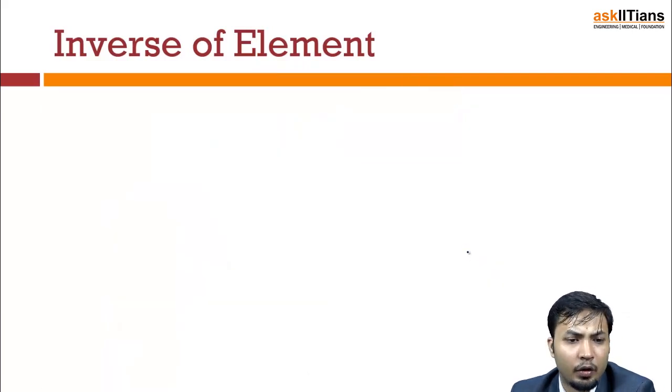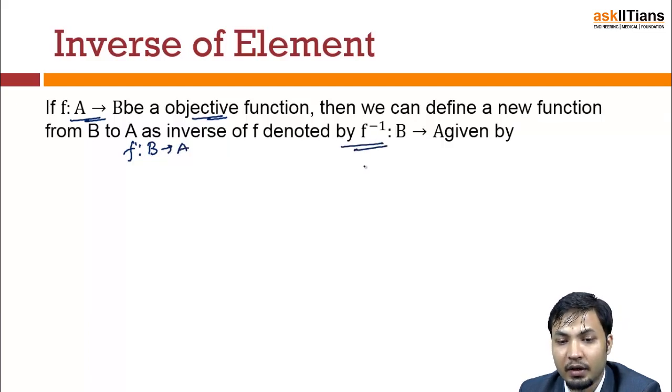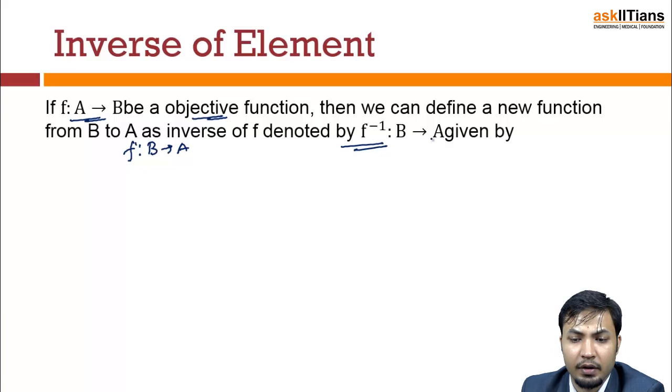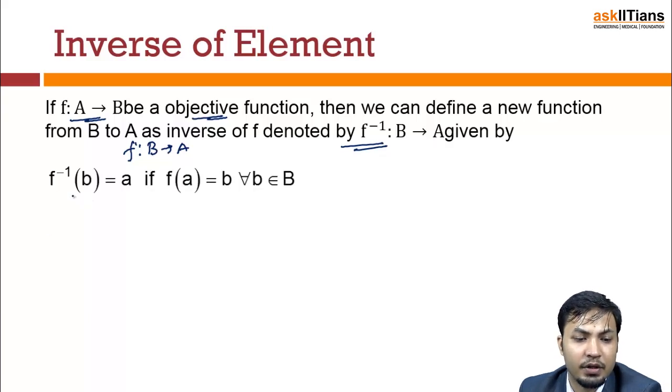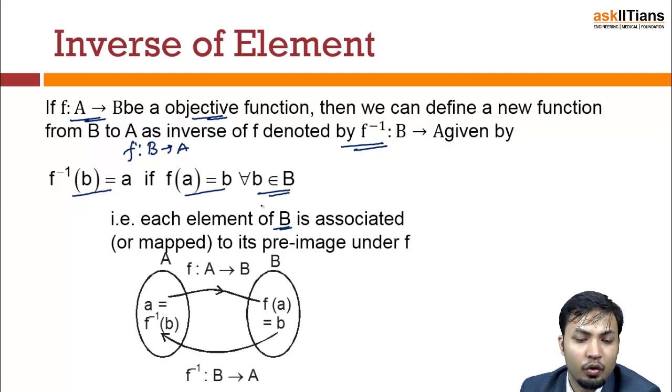Now let's say I have a function A to B that is a bijective function, then we can define a new function from B to A. Basically, if I reverse it like this, it can be denoted as f inverse from B to A, given by f inverse of B equals A, if f of A equals B, for all B belonging to this set. The element obviously has to exist. That is, each element of B is mapped to its pre-image under the given function f. So it is like this.